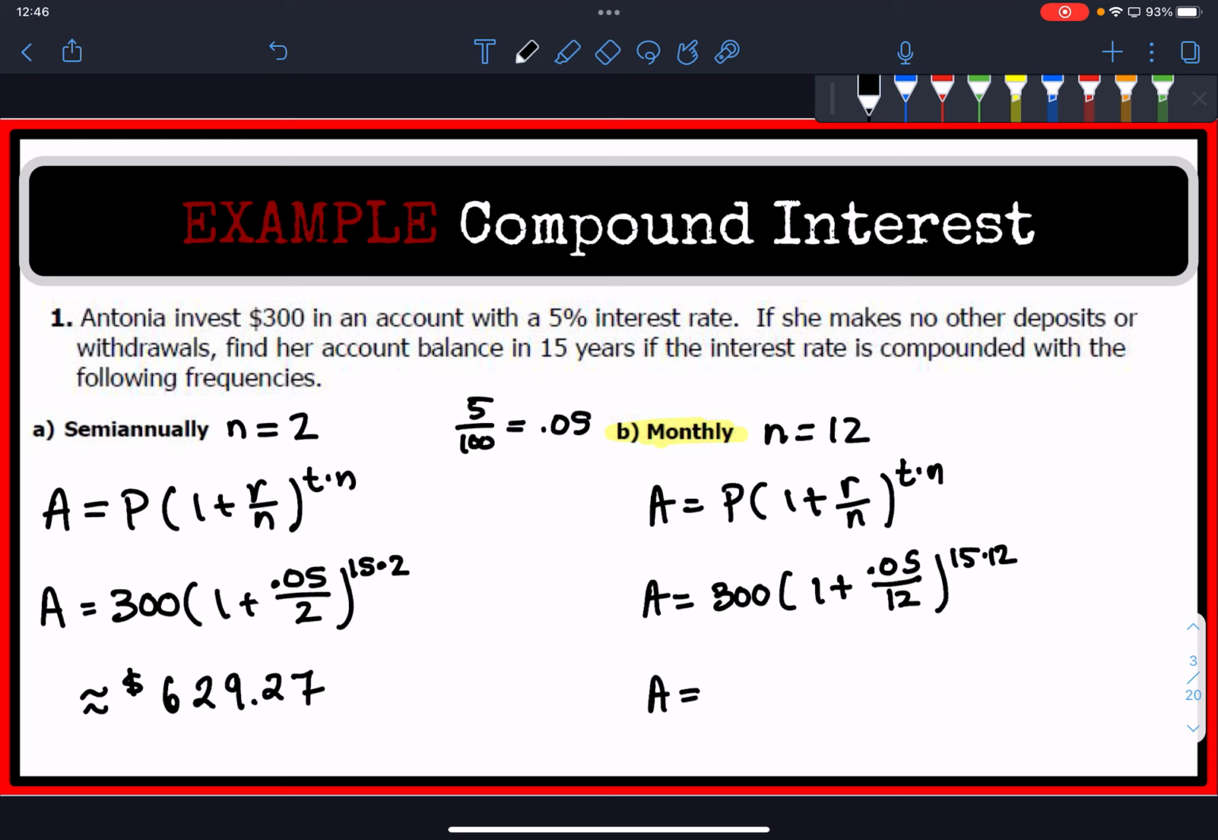And that amount is going to be a little bit more because we're compounding more times in 1 year. It's going to end up becoming a little bit more than the previous one, the semi-annually, which is a total of $634.11. So there, this is how we use this formula and how these variant compounding rates or frequencies are implemented into this formula.